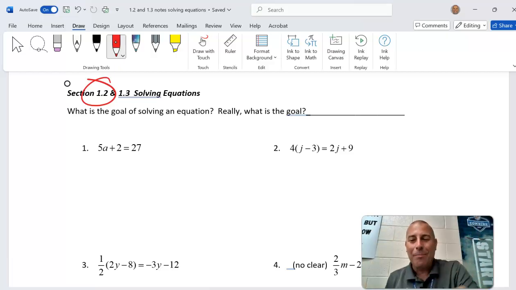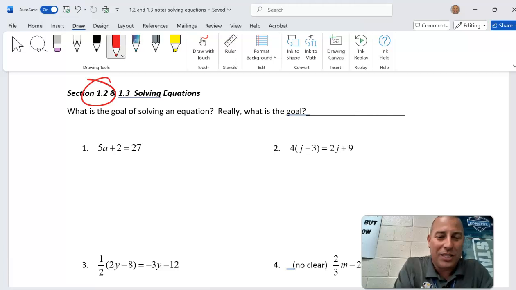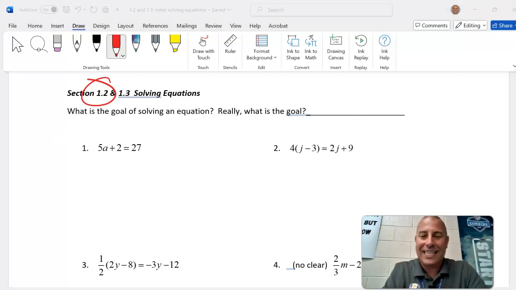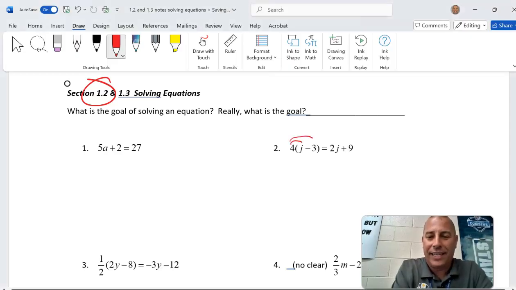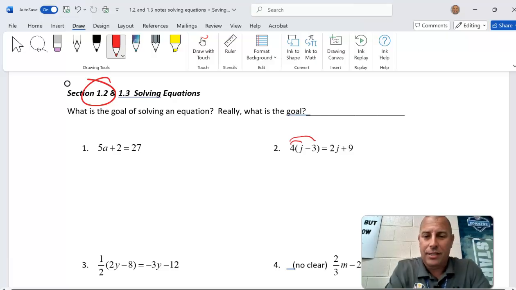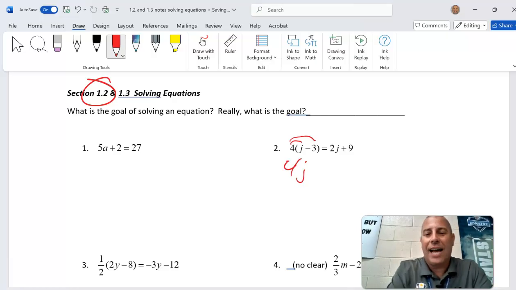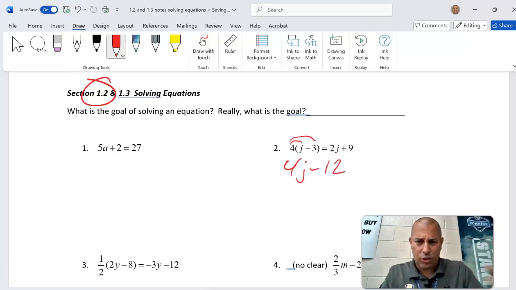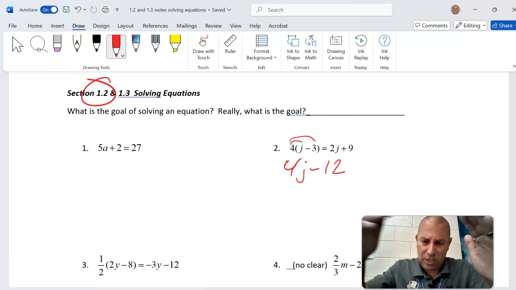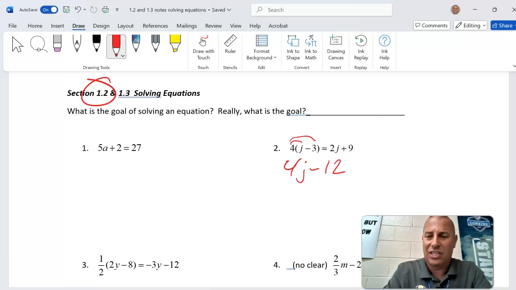All right, so problem number 2 is where we want to draw our attention. What we want to notice is that 4 out there: yep, here we go, your distributive property. So we're going to multiply. 4 times j gives me 4j. Multiply that 4 times the 3. Yes, it's a negative, so you can interpret it as 4 times negative 3, which is negative 12. Or you can interpret it as 4 times 3, which is 12, and just bring down that subtraction sign.